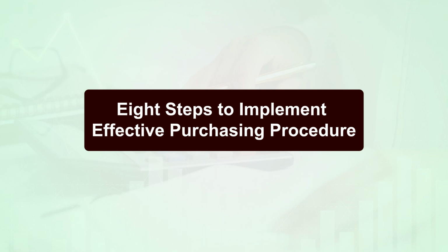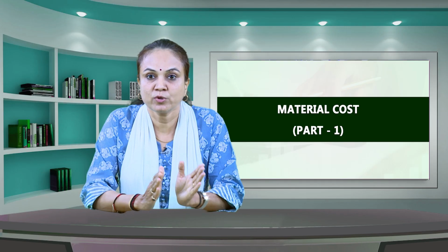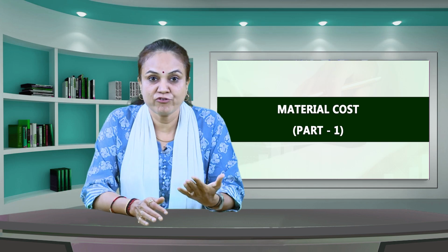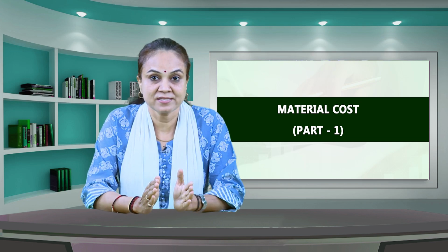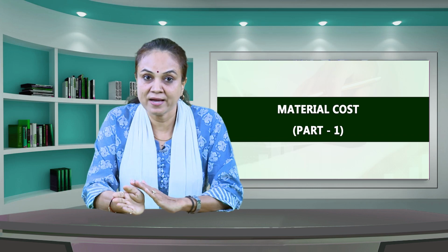There are 8 steps to implement an effective purchasing procedure. These steps are: number 1, receipt of purchase requisition. Number 2, selection of supplier. Number 3, preparation, placement and follow-up of purchase order. Number 4, receipt of material. Number 5, inspection of material. Number 6, return of rejected material. Number 7, checking and passing of purchase invoice for payment. Number 8, making payment to suppliers.